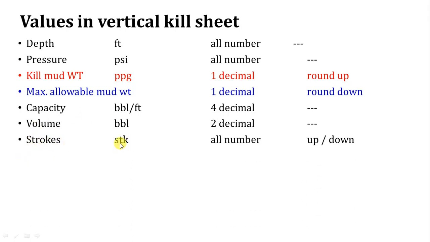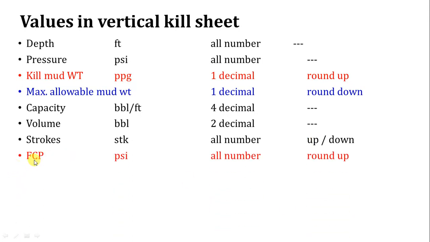Strokes. The strokes must be a full number. It can be rounded up or rounded down. There's no problem about this. And in the exam, there is a 20 strokes range, so you have 10 up and 10 down. So at any time, there is no problem. If you round up the strokes, it's okay. If you round down the strokes, no problem. But you have to put it in the sheet as a full number.